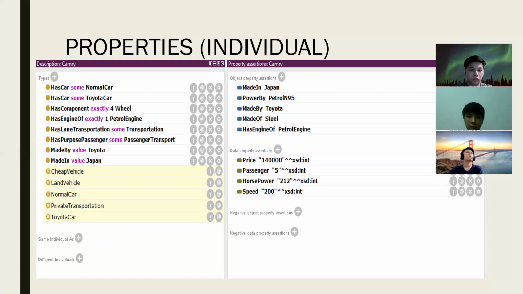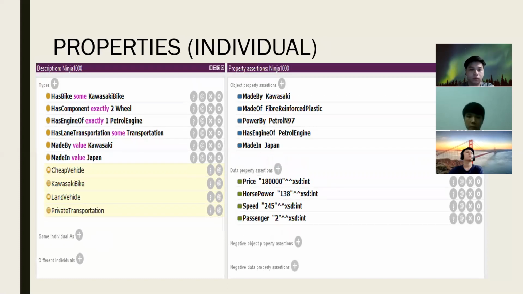The next individual is Ninja 1000. It is a bike made by Kawasaki and made in Japan. So the type is bikes, some Kawasaki bike, and it has a component of 2 wheels. It also uses one petrol engine, and its purpose is for transportation.